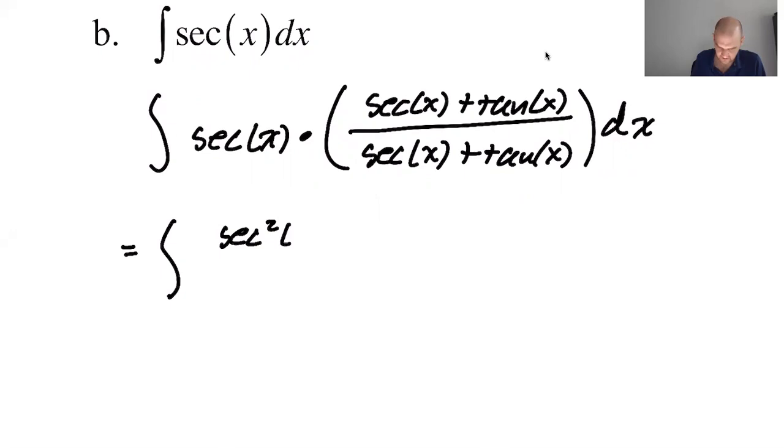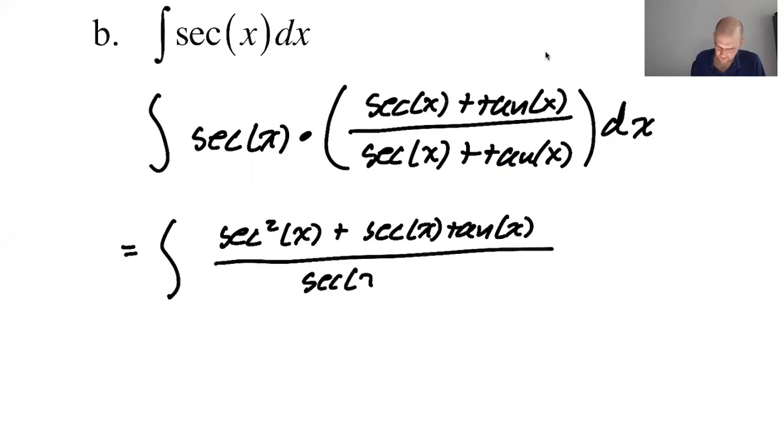Secant squared, secant tan, over secant plus tan. All right, now why does this work?